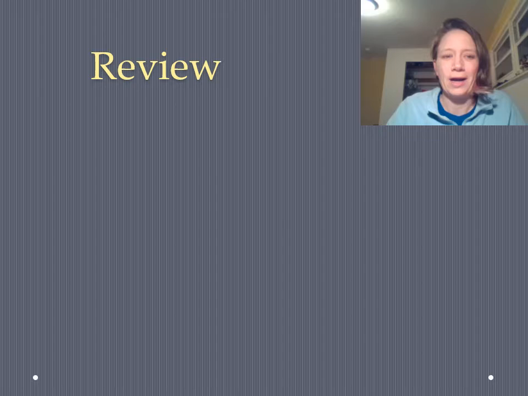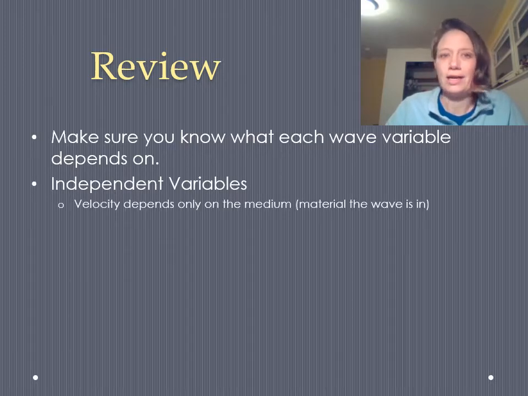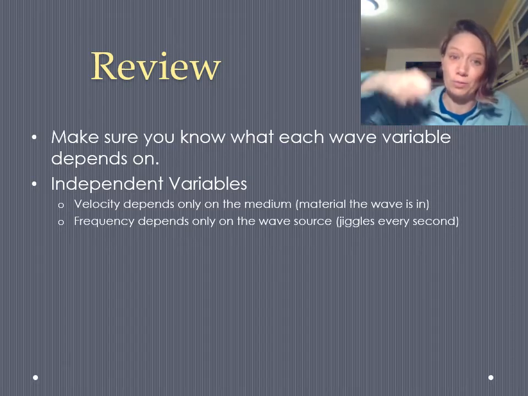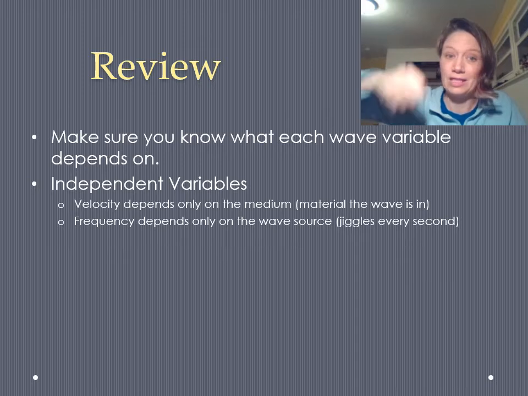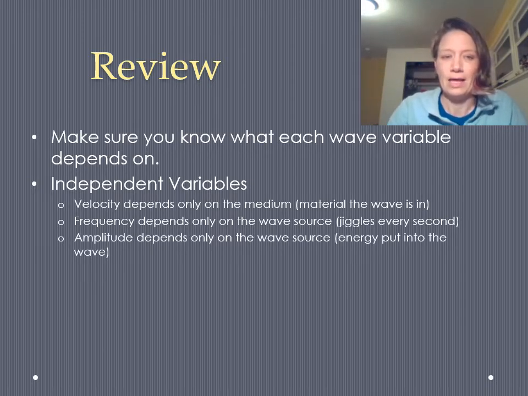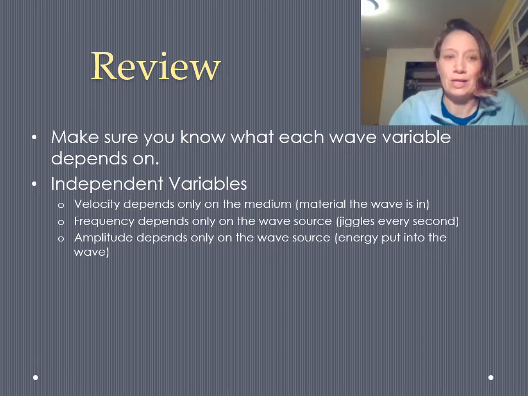So first, a quick reminder of the variables and what they depend on. The independent variables that we have learned about are the velocity, and the velocity is independent because it depends entirely on the medium that the wave is moving through. The frequency of the wave is independent. That depends on the wave source, so the thing that's doing the jiggling, whatever the wave is being caused by. And the amplitude is also dependent on the wave source. It's the energy provided in those jiggles, so that is also independent.